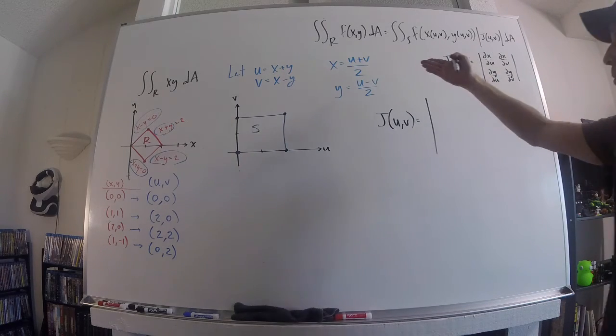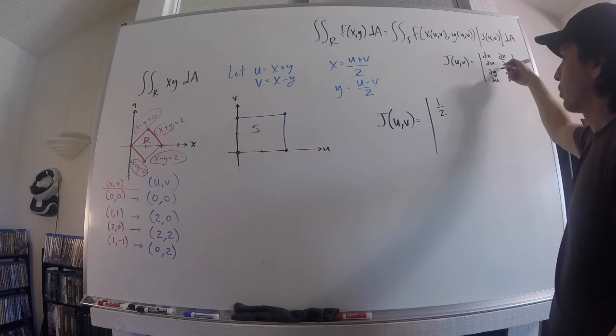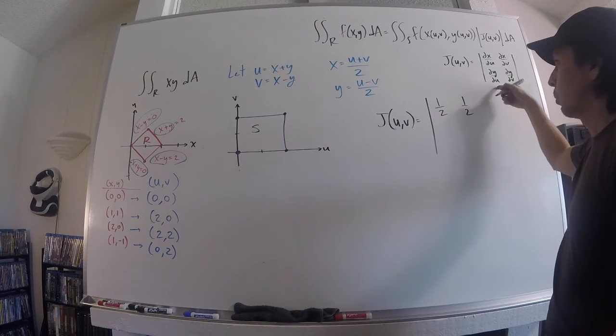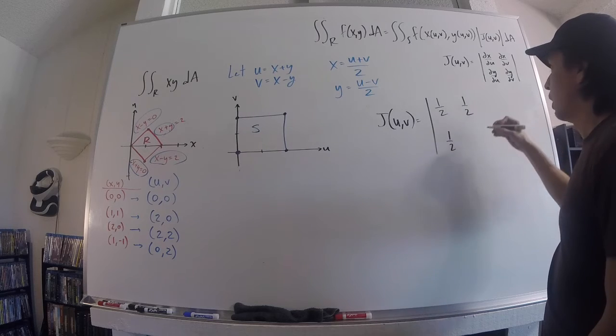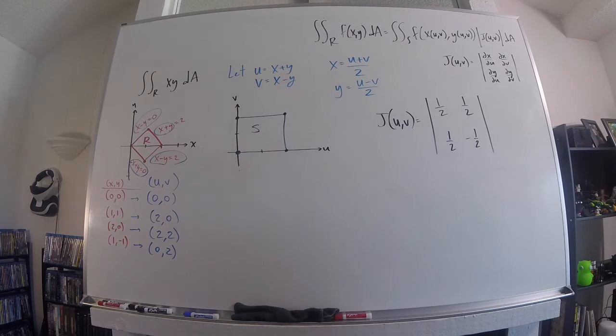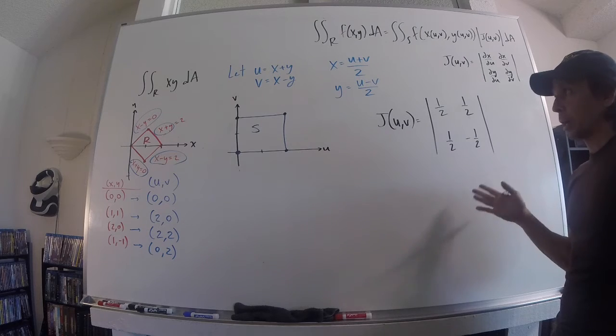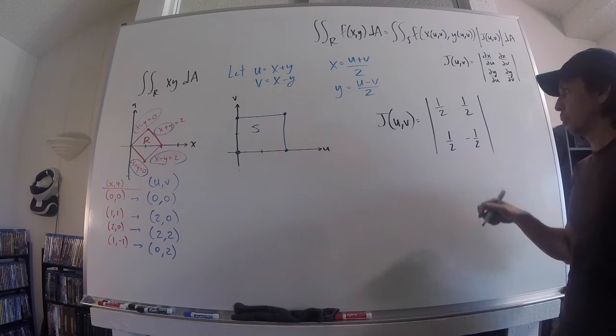There it is. dx/du is 1/2. dx/dv is also 1/2. dy/du is 1/2. dy/dv is -1/2. With linear transformations, they're just coefficients oftentimes, although they could be functions of u and v. That's why this Jacobian is technically a function of u and v. It so happens with linear things, it'll turn out to be a constant.